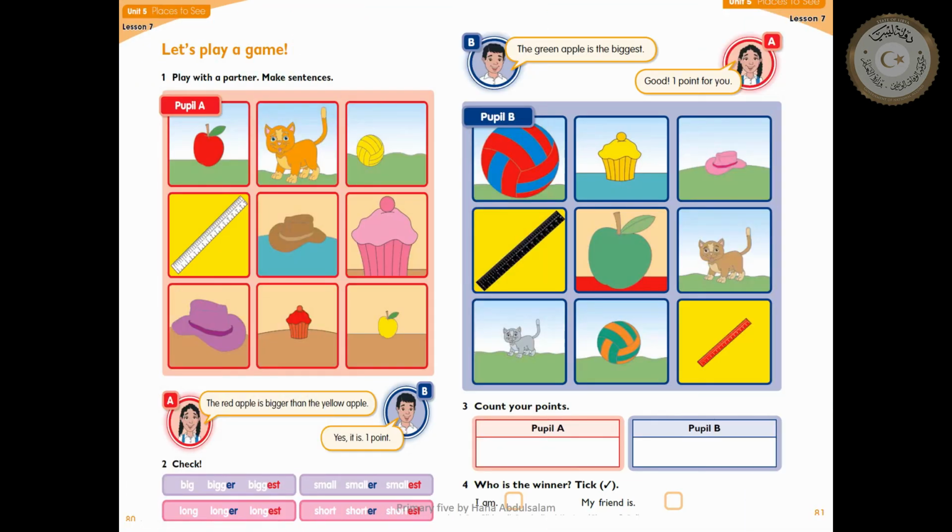So now, can we compare here between poles? We have, can you see here, yellow pole, red and blue pole, orange and green pole. So what we can see here, we compare between them by using big or small. Write 2 sentences about poles.